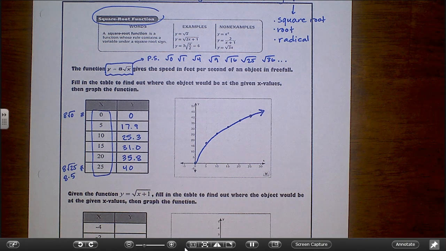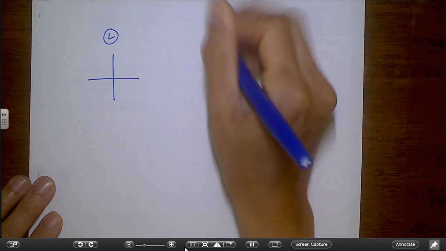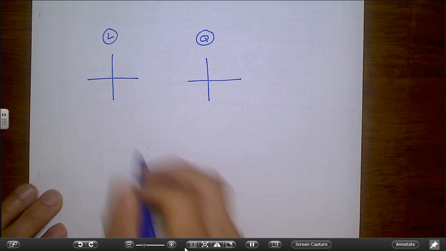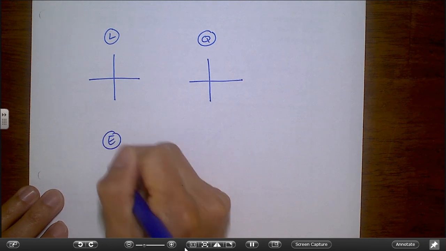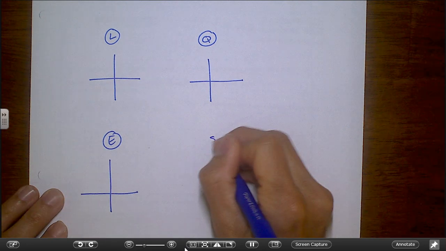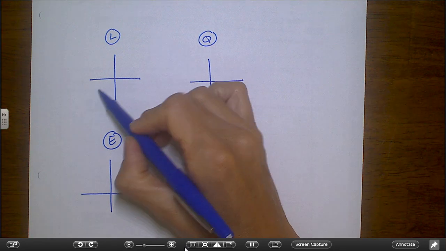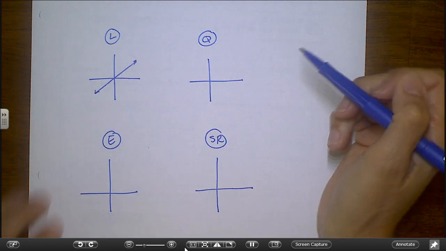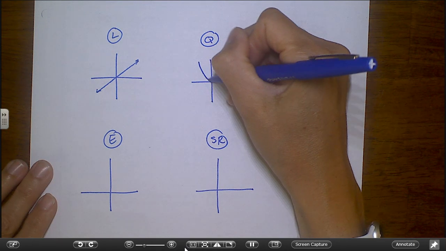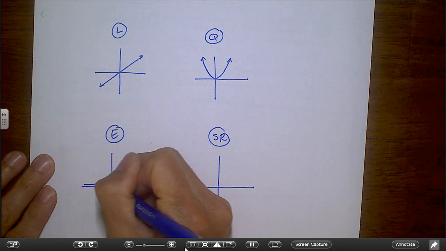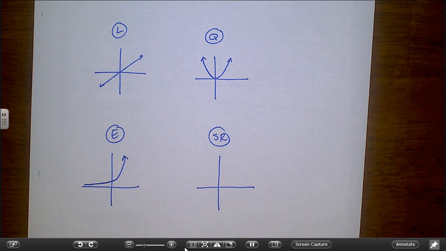So remember, I'm just going to grab another piece of paper real quick, that we have ways to tell what functions are just by their graphs. So we have linear, quadratic, exponential, and now we're putting the square root into the mix here. So our linear functions, remember that's just your line at y equals x. Quadratic functions are parabolas. Exponential functions start off really slow and then go shoom like that.